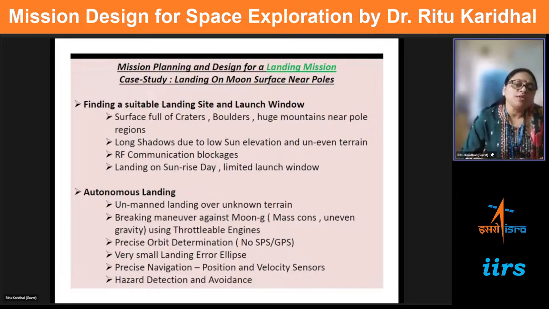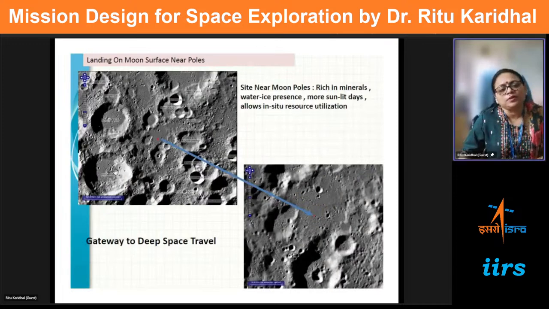So when you decide to go near the poles, you have to find a suitable landing site. Any surface near the poles has terrain features: many craters, boulders, and the elevation is so uneven around the surface. On that surface, you have to find a flat place where the lander can really land.